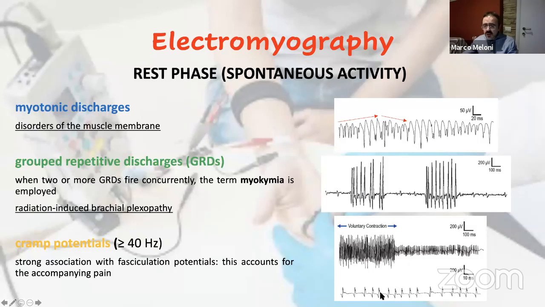We see here more in detail. In fact, we have 100 milliseconds in this picture. Going deeper in the examination, we can see they have a well-defined aspect, and usually are caused by cramp potentials. So if you see this picture and the patient says he has pain, it is definitely a cramp potential.